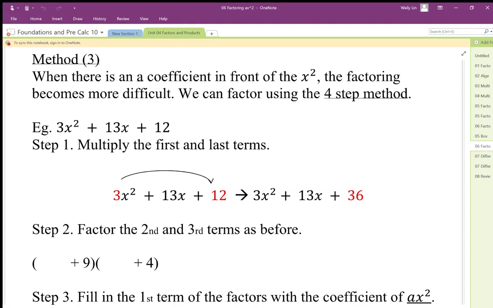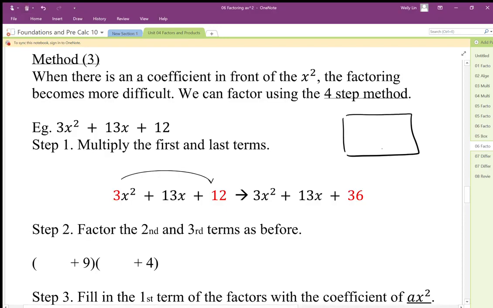This next strategy is called the four-step method. I'm not really a big fan of this, but it does work. And it does use the property of how to split the middle. The four-step method is essentially using that cross-diagonal product. So I'm just going to highlight it here.